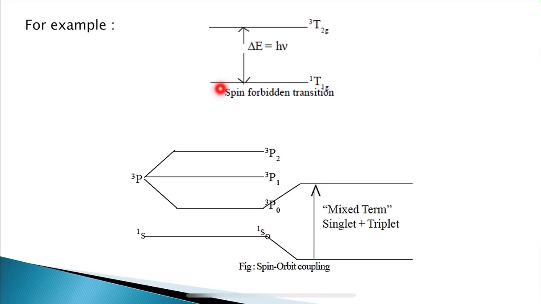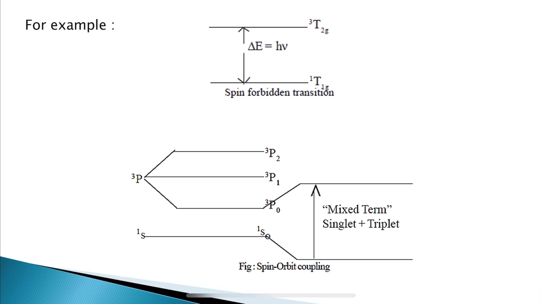If you see this diagram, it clearly shows that from T1 2G to 3T2G, a spin forbidden transition is observed. Here the energy gap could also be measured, the change in energy being in terms of h nu. In some cases, electronic transitions which are spin forbidden give a weak absorption band, meaning the band intensity will be low. One of the reasons a spin forbidden transition becomes partly allowed is spin orbit coupling.